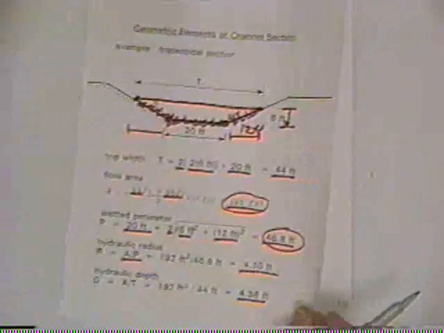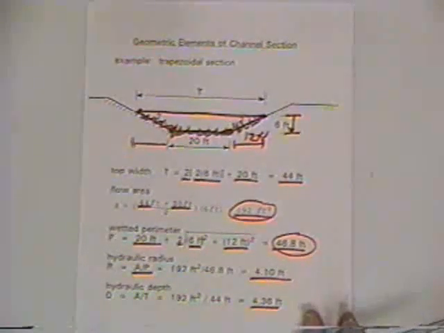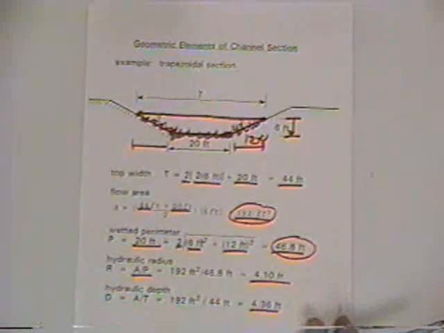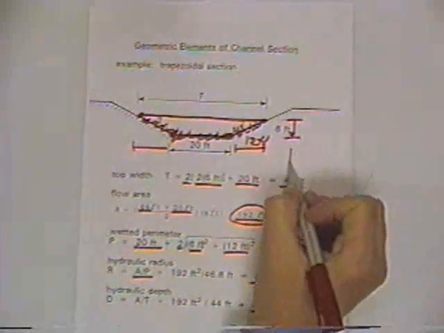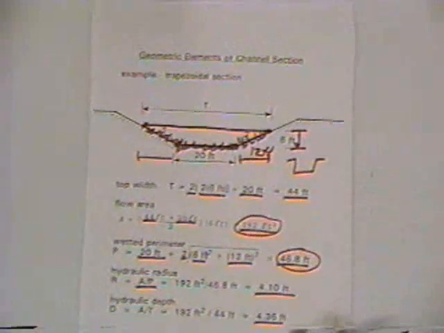So we know about this geometry. And you've got some examples in your manual that deal with trapezoids, and of course a rectangle you can do a lot quicker because the geometry is a little easier for a rectangle.